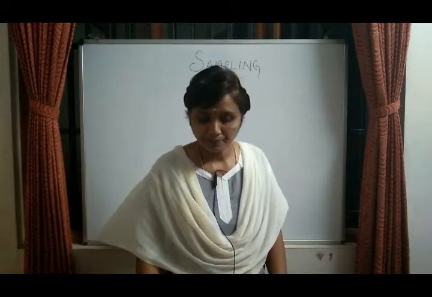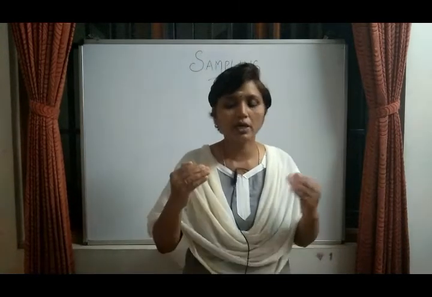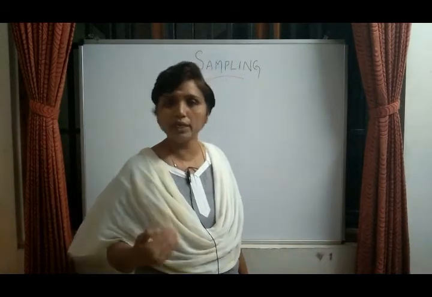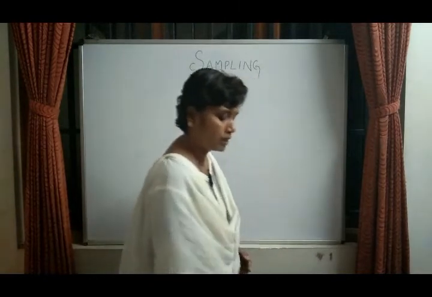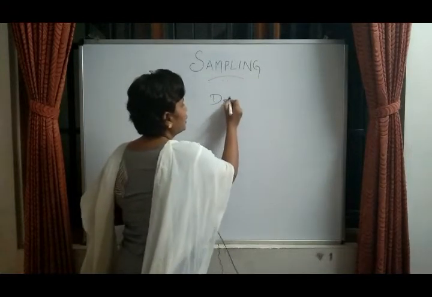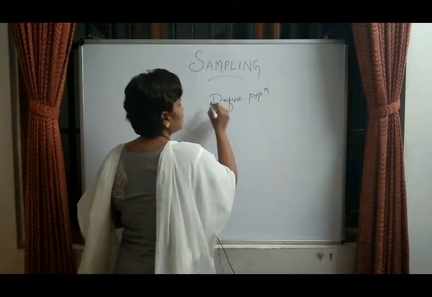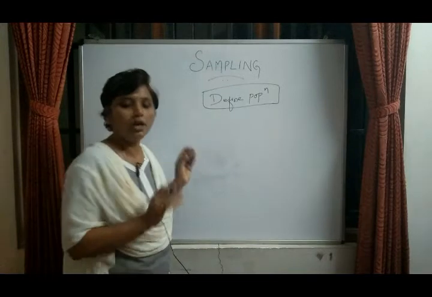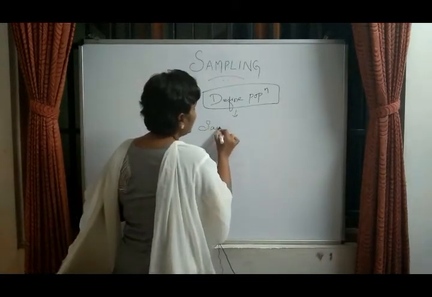So the next one, sampling design process, how we are going to do the sampling design. First one, we have to define a population. First, defining the population. This is the first step. First we have to identify the population. Next, we have to make a sampling frame.